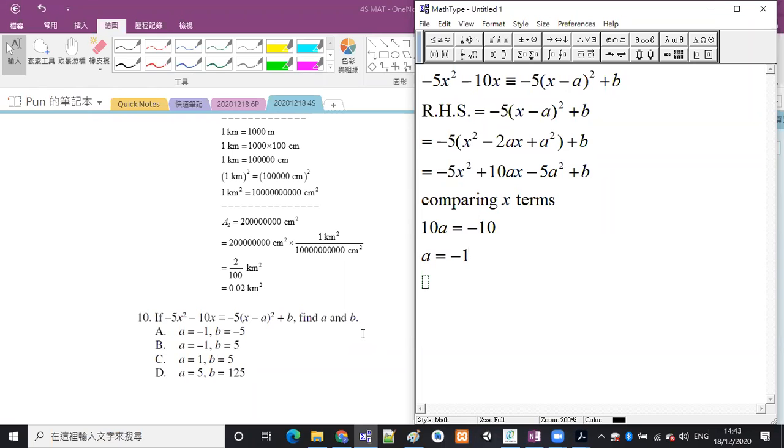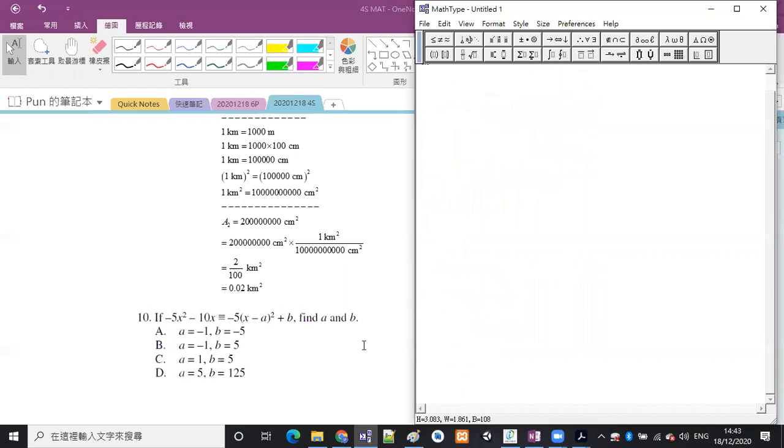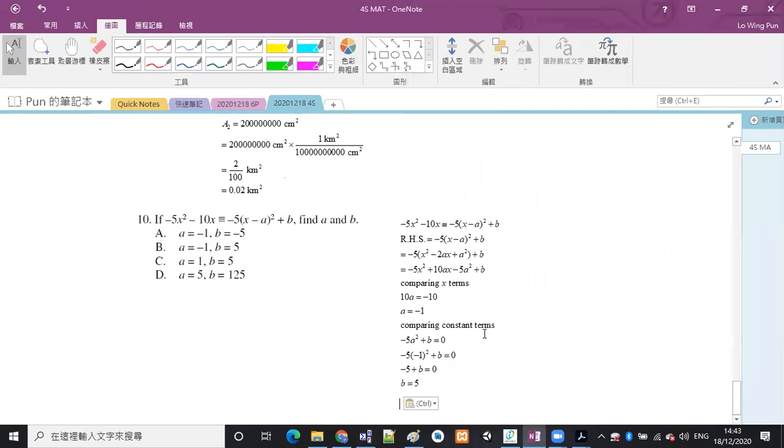Okay. And then we need to compare the constant term. Comparing the constant terms. The right hand side is -5a squared plus b. And the left hand side has no constant term, which means that the constant term is 0. And at the same time, we have already found that a is equal to -1. So this -5 plus b is equal to 0, which means that b should be equal to 5. Okay, so a is -1, b is 5. So the answer is option B. Get it?